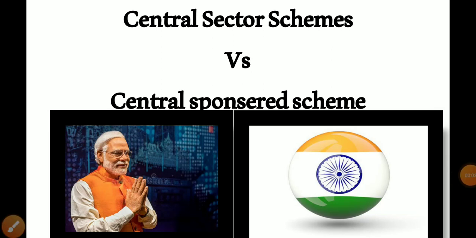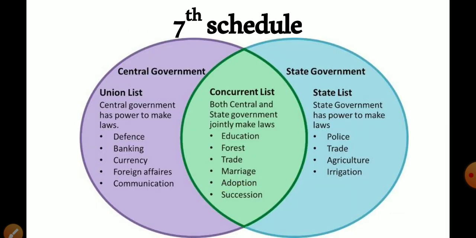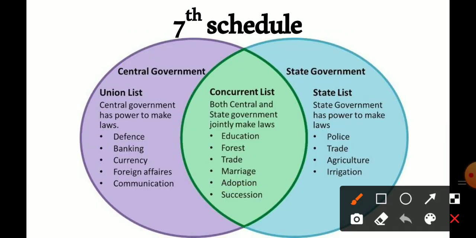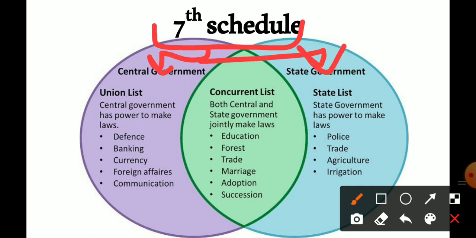In this video, we are going to learn about the difference between the central sector scheme and centrally sponsored scheme. But before understanding these two terms, we have to understand about the 7th schedule of our constitution. The 7th schedule of our constitution divides the power between the central government and the state government. There are three lists in the 7th schedule. One is the union list, second one is the state list, and third one is the concurrent list.